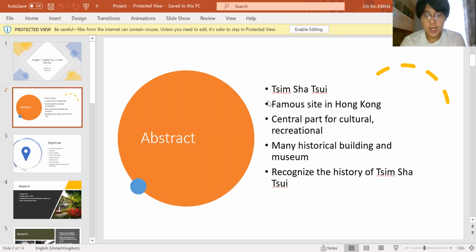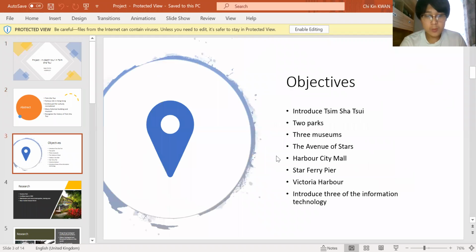From this project, I will present the objectives and details of recommendations below, and some innovative ideas of using technology to enhance the tourist experience. For the objective, I would like to introduce Tsim Sha Tsui to tourists and local citizens.